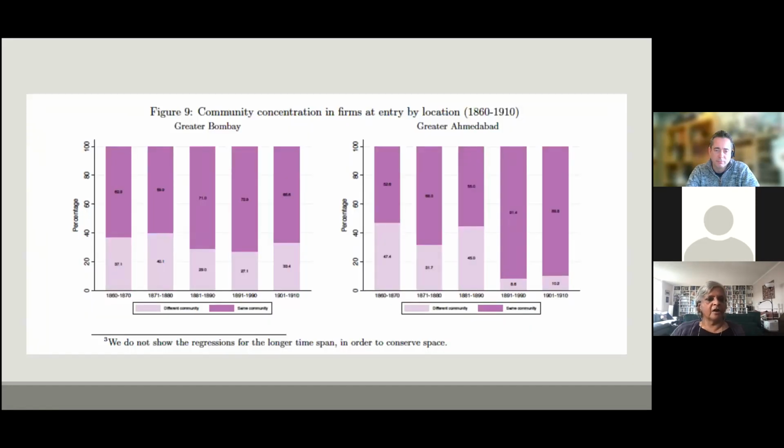When we look at the firms in this extended period, we observe the same pattern. At the point of entry, an entrepreneur is more likely to select a firm that belongs to the same community, which means that they bring their own capital to a firm where they know the other members and they come from the same community. And you can see this pattern gets much stronger over time.